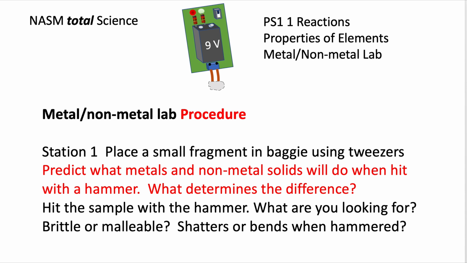And what we're going to do is look at a procedure. And the first one is looking at brittleness and placing a fragment in a baggie and predict metals and non-metals will do when hit with a hammer, and what it is that determines the difference. And you're going to have to look at the bonding between the atoms to come up with that one.